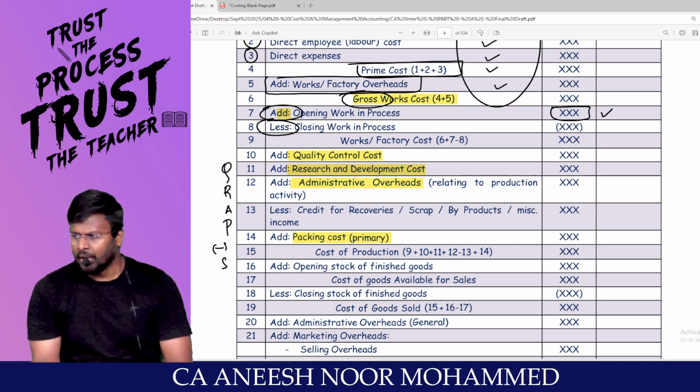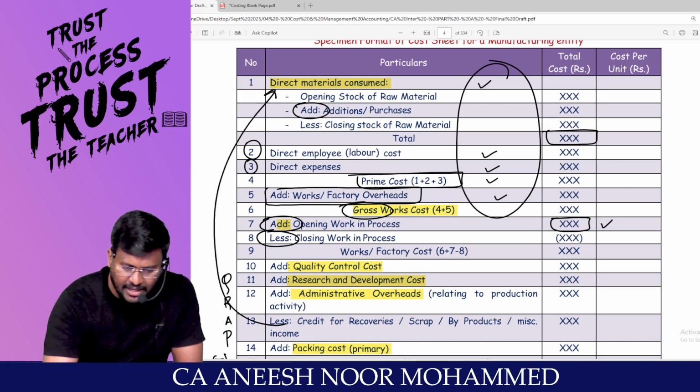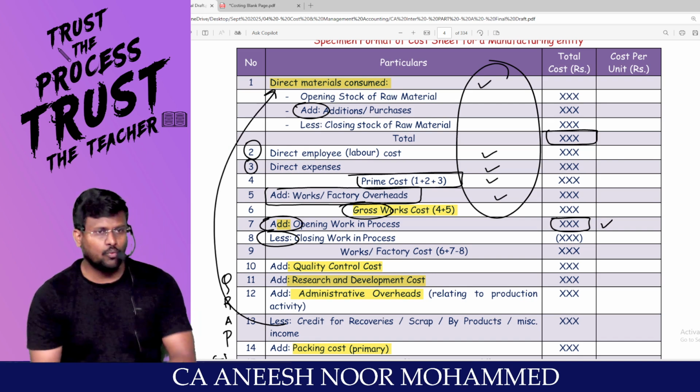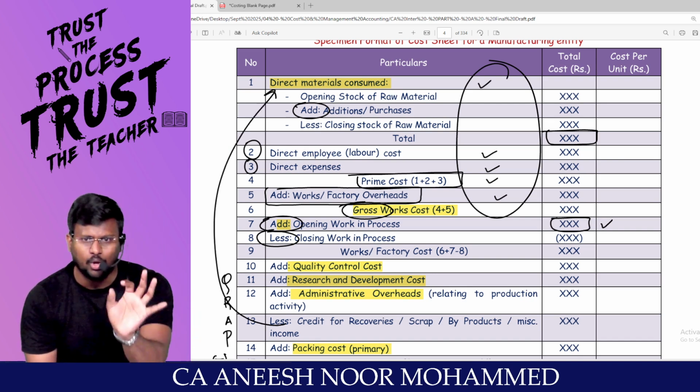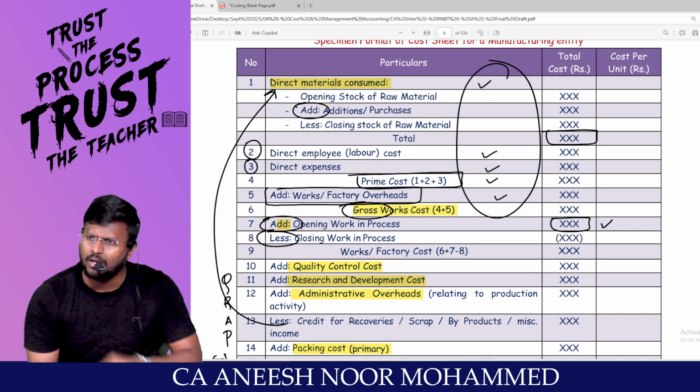Sir, in order to manufacture a product, you have to incur the direct material consumed. When you incur direct material, raw material, do you think that all raw material will be good raw material?